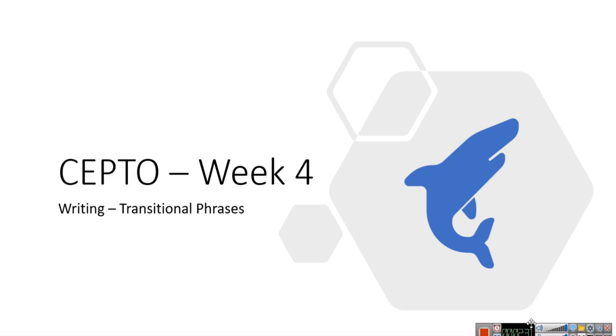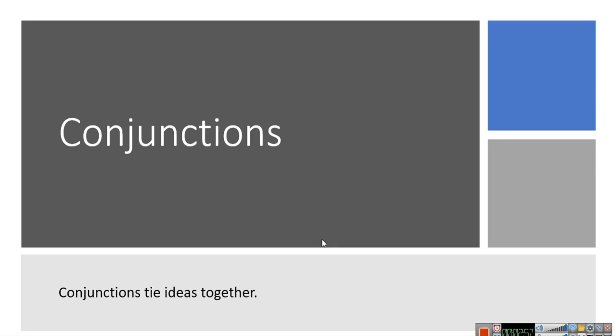Alright, so today we have a CEPTO lesson, and it's about writing. The way we're carrying out these sessions is by talking about the 4 language skills: writing, reading, speaking, and listening. Today we have writing, and today's topic about writing is transitional phrases. So, before we start, we need to make clear that transitional phrases relate to conjunctions. What are conjunctions? Conjunctions are words that we use to tie ideas together.